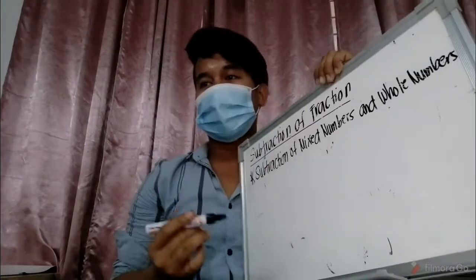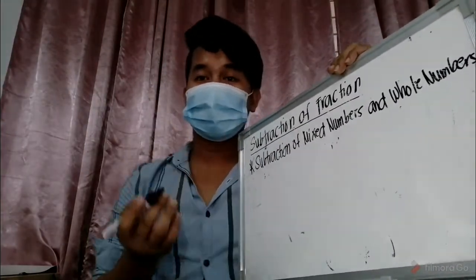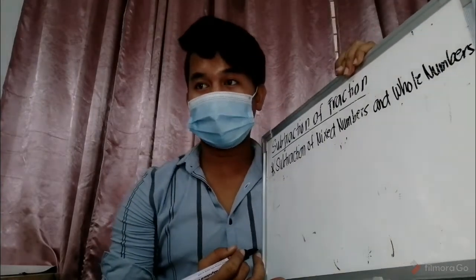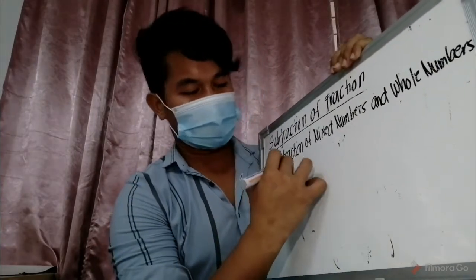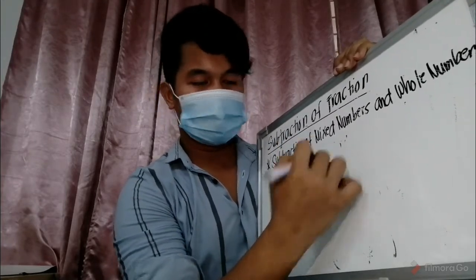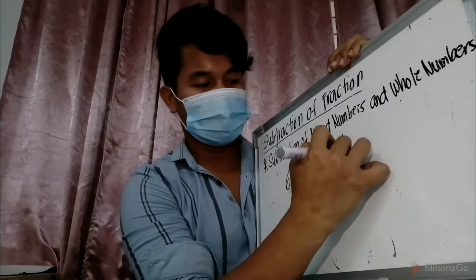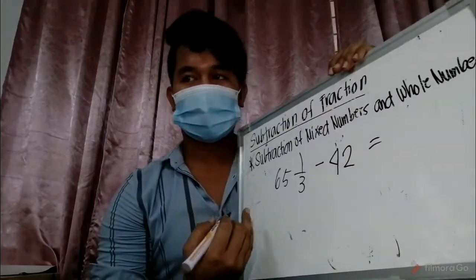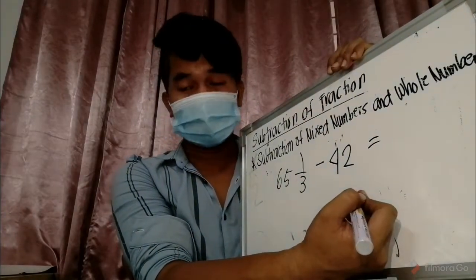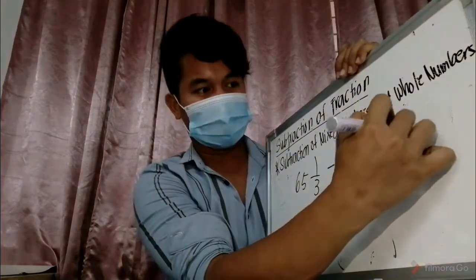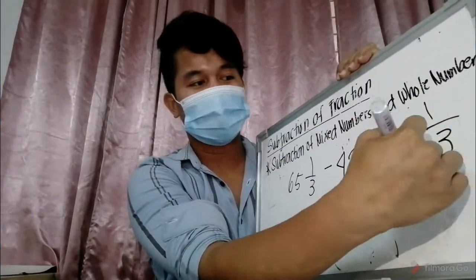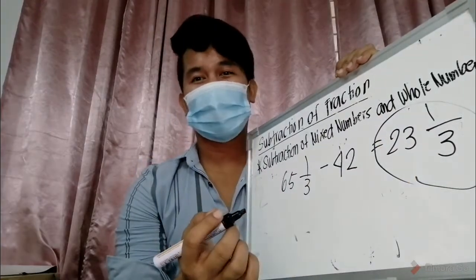And to subtract a whole number from a mixed number, we simply subtract the whole numbers and copy the fraction. Like for example, if we have here 65 and 1/3 minus 42, so just subtract the whole numbers. 65 minus 42 is 23. Okay, so we have 23 and then copy the fraction 1/3. So we have 23 and 1/3.